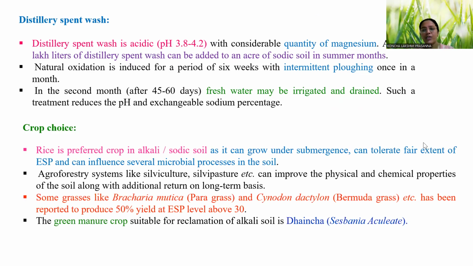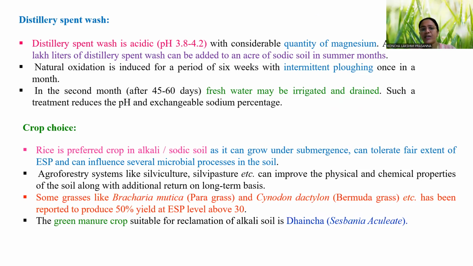Crop choice. In the sodic or alkali soil, the main crop which is preferred is rice. Rice is mostly preferred in the alkali or sodic soils, as it can grow under submergence conditions, can tolerate the sodium percentage, and can influence several microbial processes in the soil.